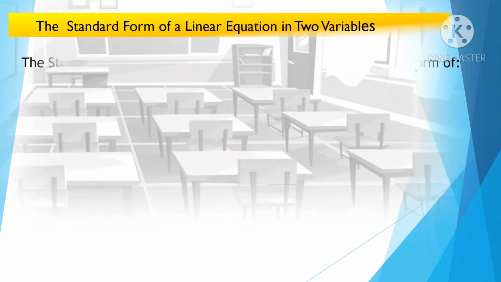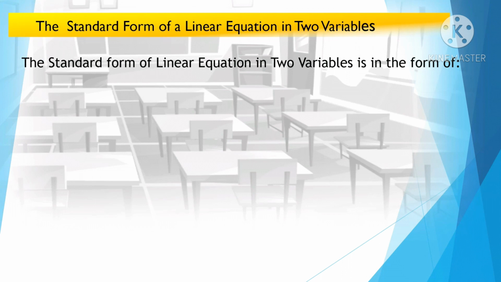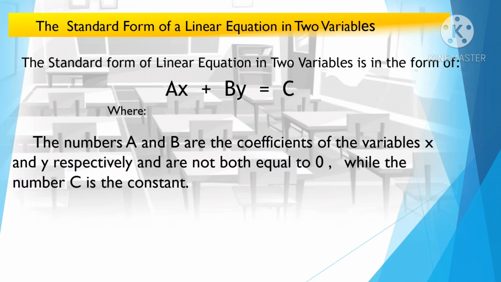The standard form of a linear equation in two variables is in the form of ax plus by equals c, where the numbers a and b are the coefficients of the variables x and y respectively and are not both equal to 0, while the number c is the constant.